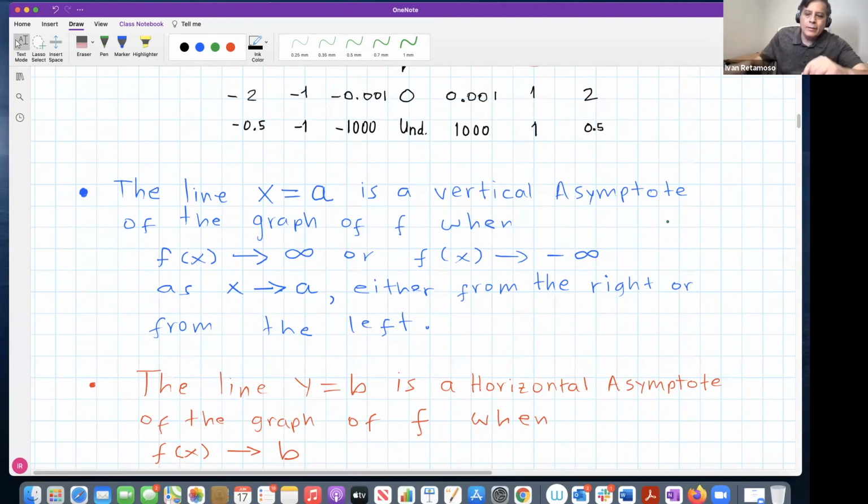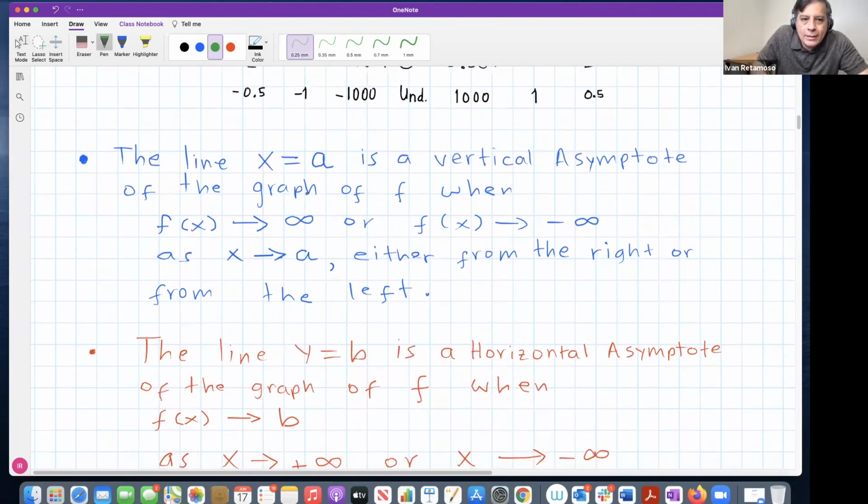So mathematicians came up with this formal definition for the vertical asymptote. They say the line x = a is a vertical asymptote of the graph of f when f of x approaches infinity or f of x approaches negative infinity as x approaches a. If you see that your curve is approaching a vertical line, from the left or from the right, it doesn't matter really, you should call it a vertical asymptote.